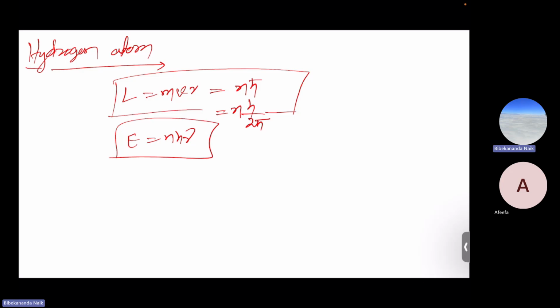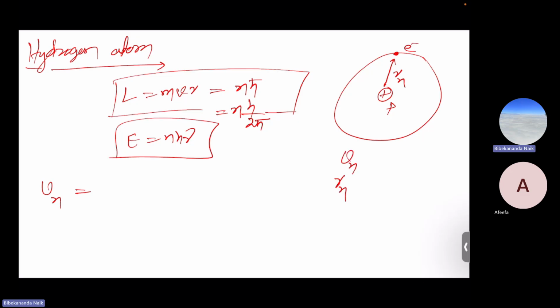And then we considered the model of the hydrogen atom. Suppose this is the nucleus, and in the case of hydrogen it has only a single proton and a single electron. The proton is present here and the electron is revolving around the nucleus. Suppose the distance is r and the electron is present in the nth shell. So we calculated the expression for velocity, the expression for radius, and the expression for the energy of the hydrogen atom.